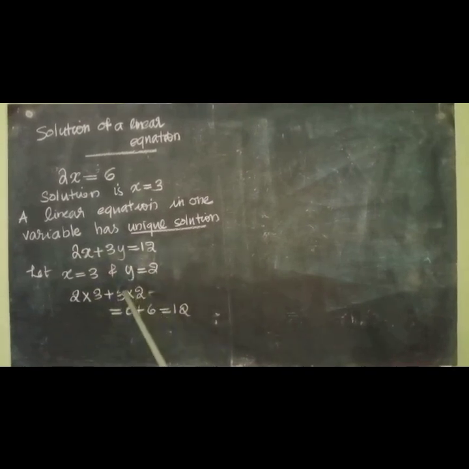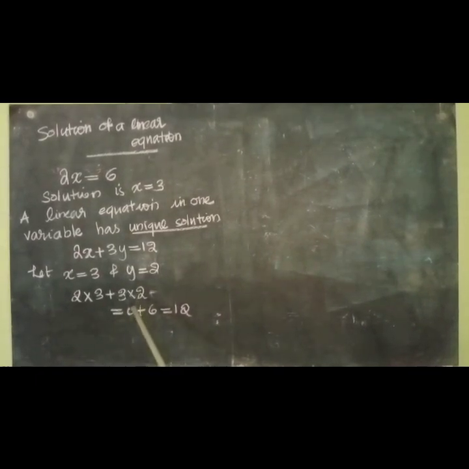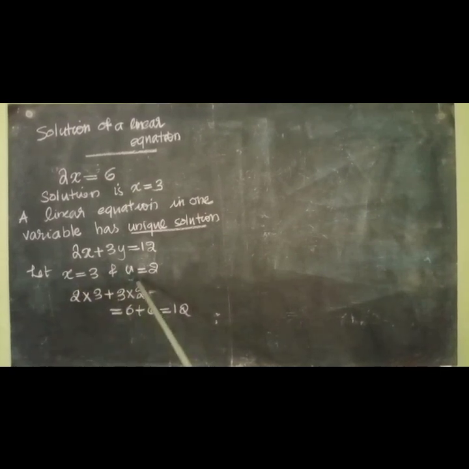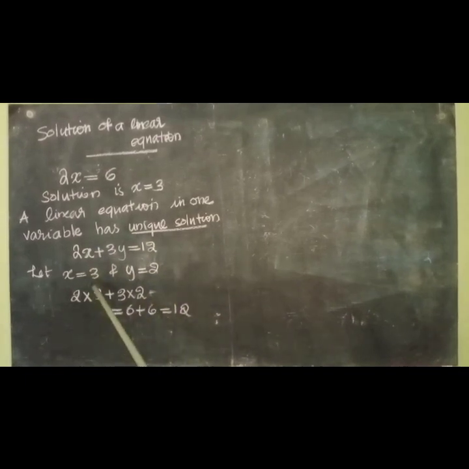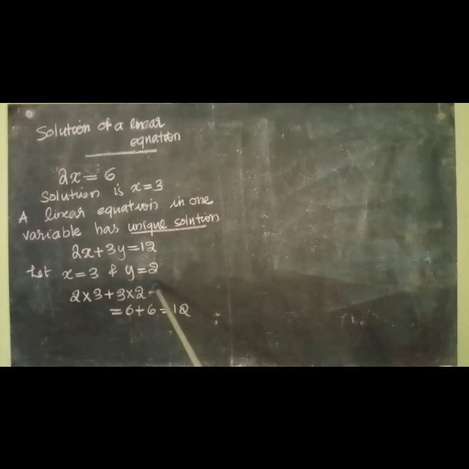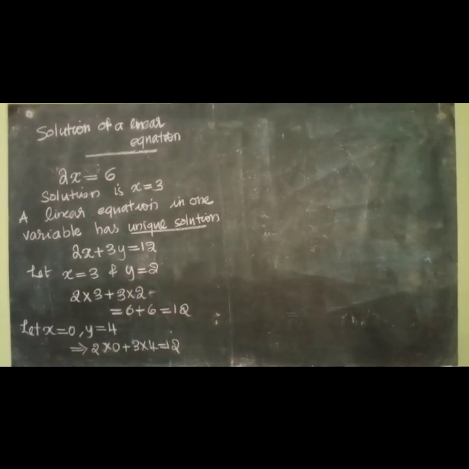So what is the solution of a linear equation in two variables? It is a pair of values, one value for x and the other value for y, satisfying the equation. Now let us check whether x equal to 3 and y equal to 2 is the only solution of this equation or not.